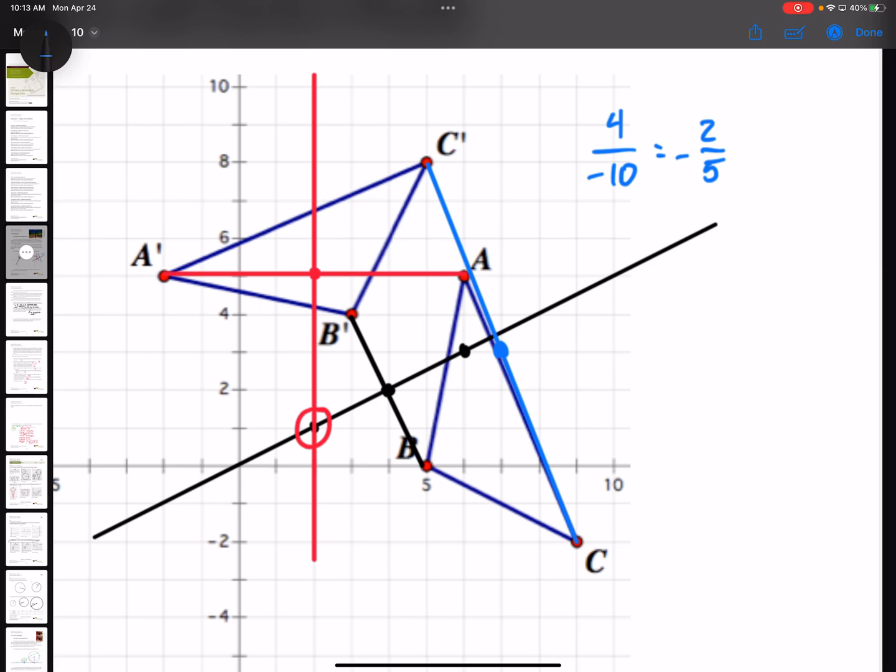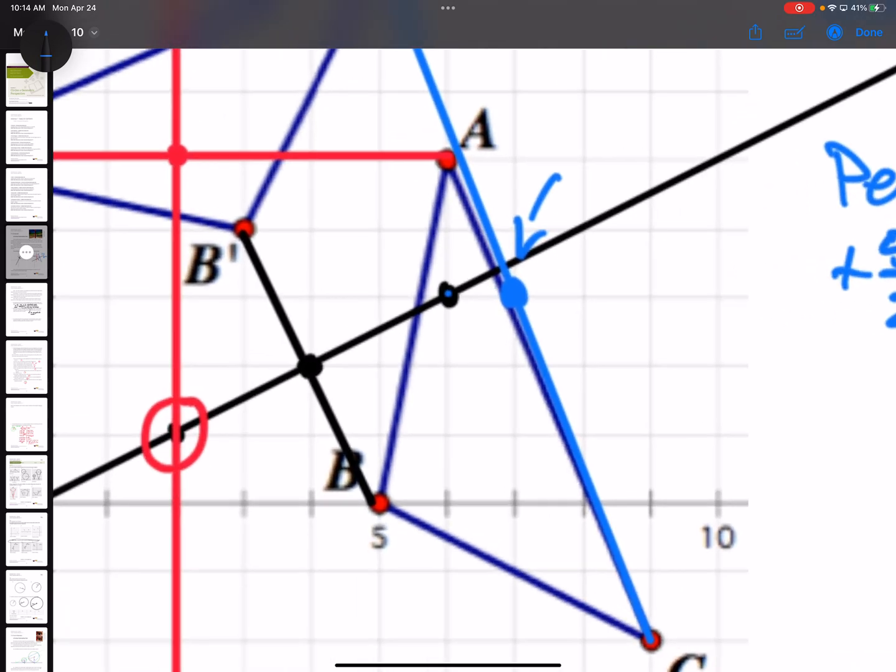So that means the perpendicular line to this one will be the opposite reciprocal. What is the opposite reciprocal of negative 2/5? Positive 5 halves. Very good. And it'll go through this point right here that we have determined is the midpoint. So I will go 1, 2, 3, 4, 5, and down 2.